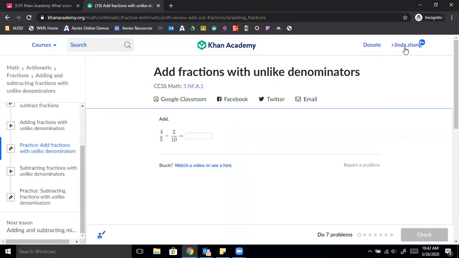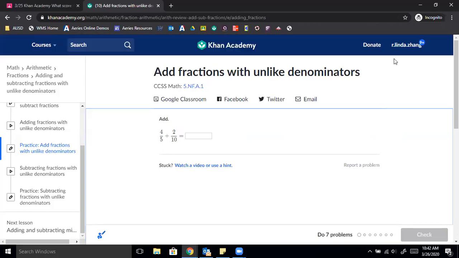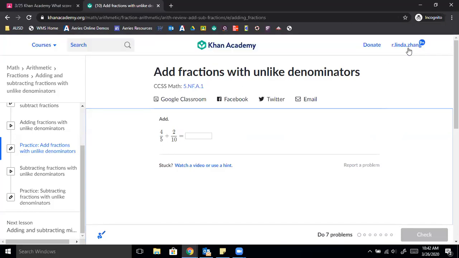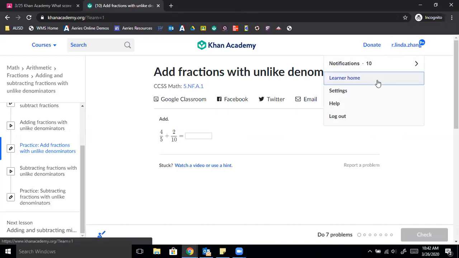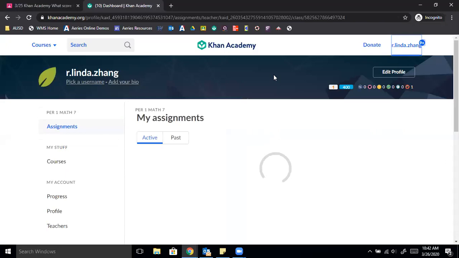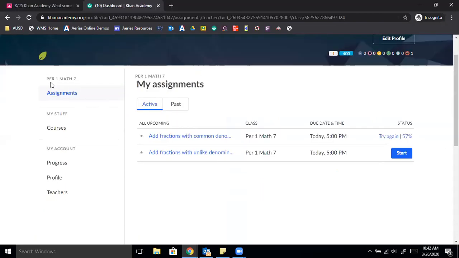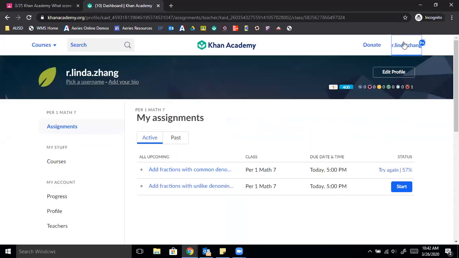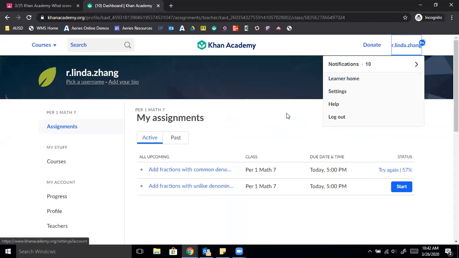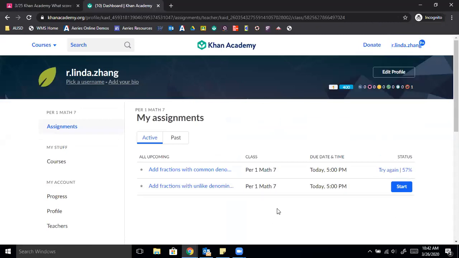Okay, and so now it should say your name on the top. That's how you know that you've logged in, and that's how you know if you clicked on the link from Google Classroom. If you are already signed into Khan Academy, you should be able to go to your learner home, and you'll get to this page. If it doesn't look like this, then you need to click on assignments on the left side of the tab.